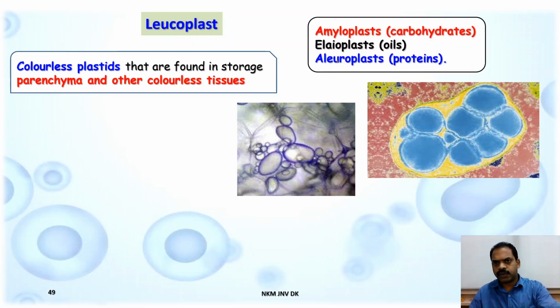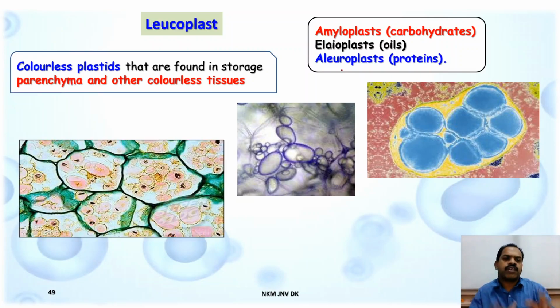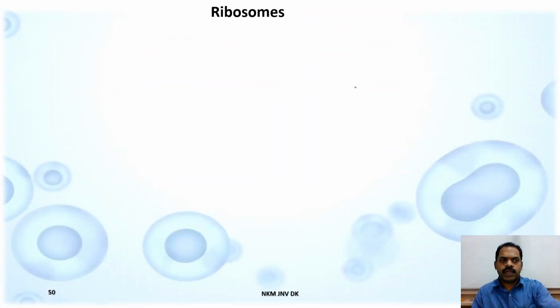Amyloplast is a leucoplast which stores carbohydrate. Elaioplast stores oils. Aleuroplast stores proteins. So in different types of cells, different areas, different types of leucoplast are there. They store food in different forms. Okay, then that is about the three plastids.